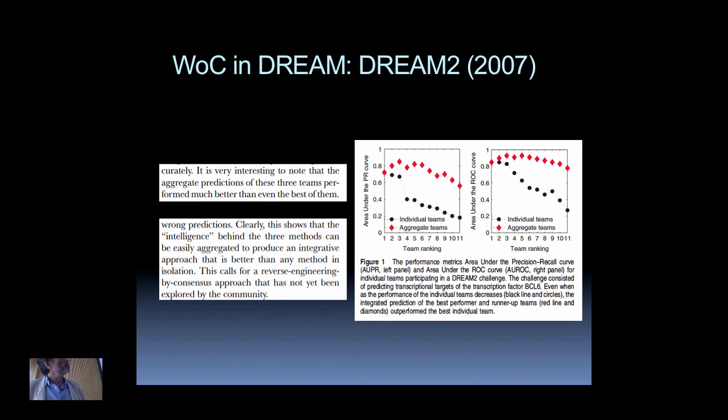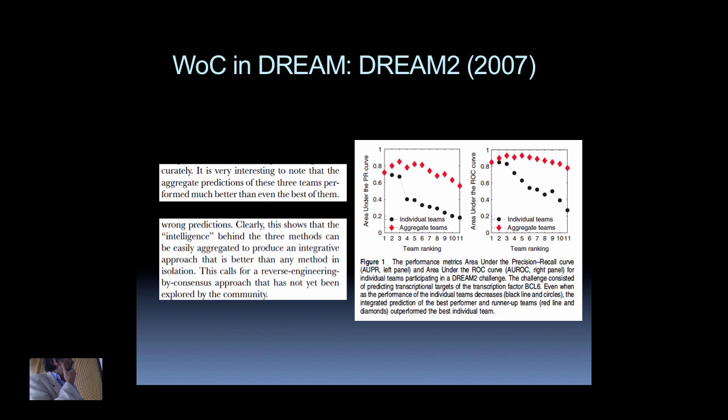When I was doing Dream 2, and we had finalized some of the challenges, I didn't know about Francis Galton, I didn't know about James Surowiecki. I just thought, maybe I aggregate these 3 predictions, maybe I get better than the best. And this is what I wrote in the paper that reported this. It is very interesting to note that the aggregate predictions of these 3 teams perform much better than even the best of them. I was very surprised to see this.